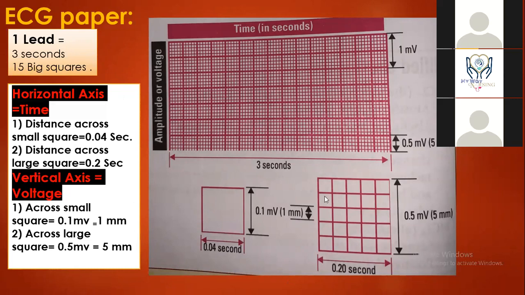Let's take the smallest square. What does one small square represent in duration? About 0.04 seconds. This number you must memorize, okay? In the vertical direction, it represents about 0.1 millivolt, about 1 millimeter. This is one small square. If we take one big square, it has 5 by 5, 5 small squares horizontally and 5 small squares vertically. So if we count it, we have 0.04 multiplied by five. What will we have? We'll have 0.20 seconds. So each big square represents 0.20 seconds, okay? This number you must memorize very well. So in the horizontal distance, across a small square it's about 0.04 seconds, and across a large square, 0.2 seconds.